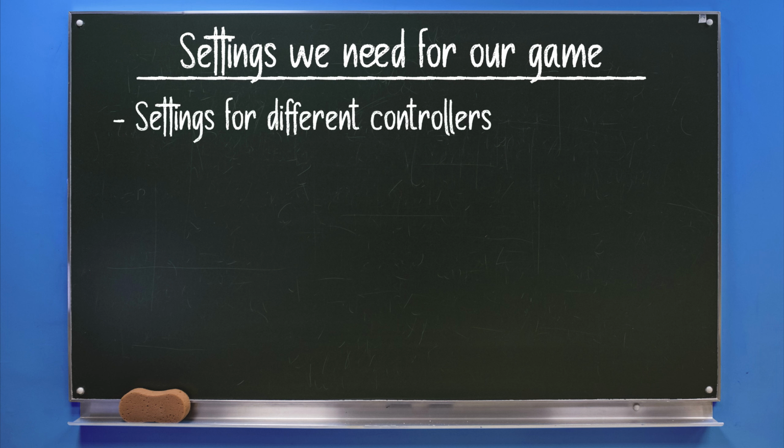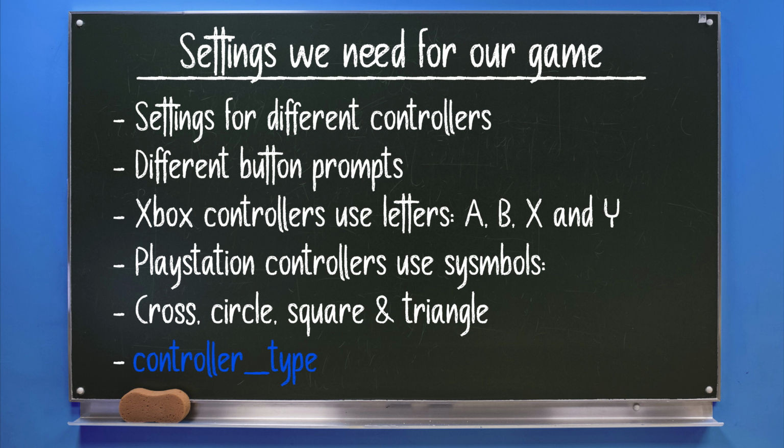An Xbox controller has buttons with letters on it, namely A, B, X, and Y, while a PlayStation controller uses symbols: cross, circle, square, and triangle. It would be nice if we could display tailored button prompts on our game depending on the controller type used. Our first setting will be controller type, and its values Xbox and PlayStation.